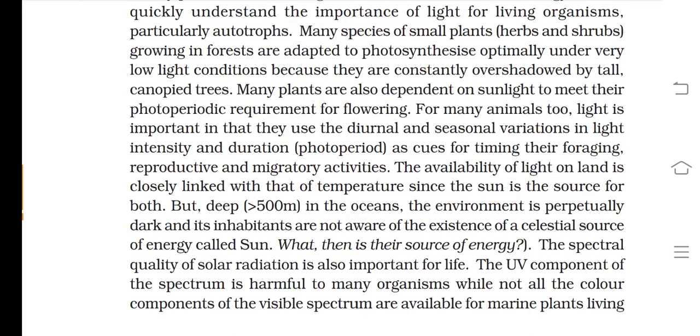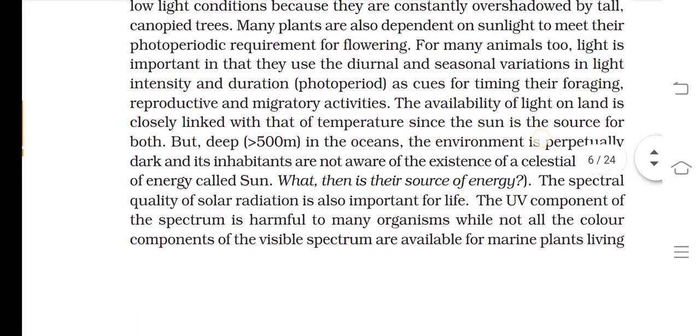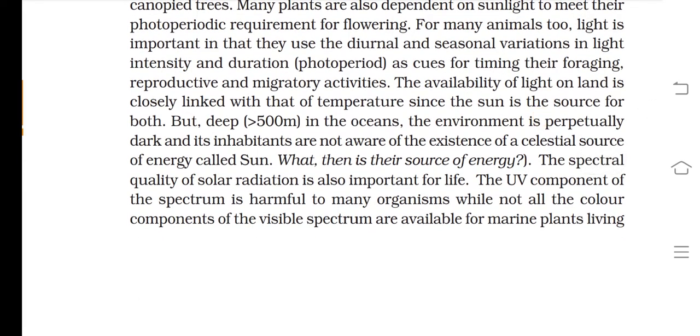The availability of light on land is closely connected with temperature, because the sun is the source of both light as well as temperature. If we talk about depths greater than 500 meters in the ocean, the environment is dark and its inhabitants are not aware of the existence of a source of energy known as the sun. If we talk about the quality of solar radiation, you will remember only one thing: UV components.